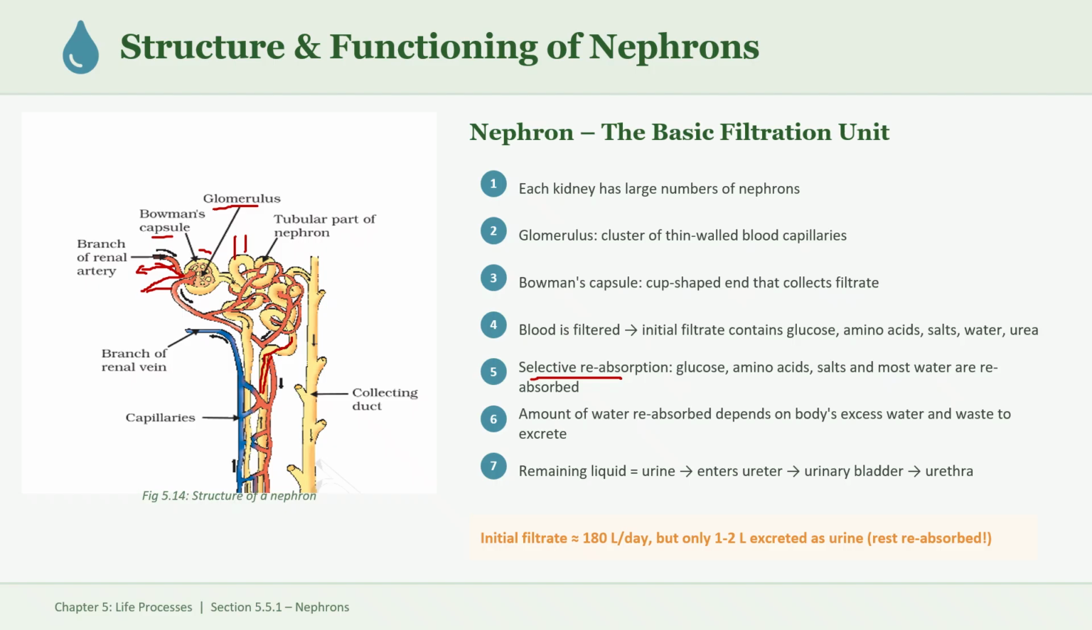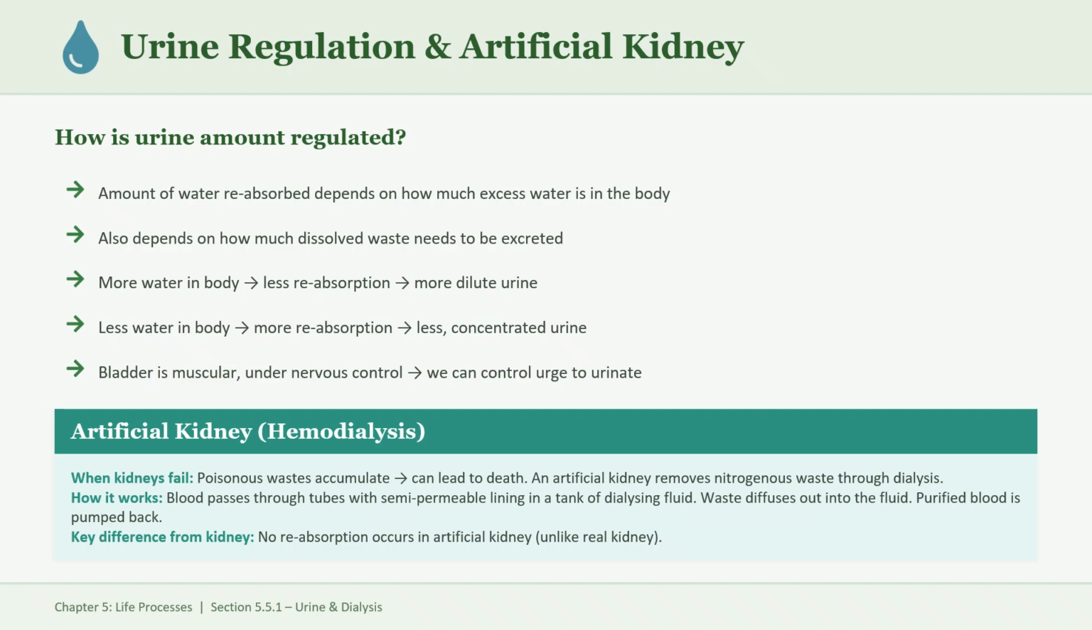At last is the urine formation. So after reabsorption, what happens? The remaining fluid contains the waste products and also excess water. This fluid becomes the urine. Next, we are going to see urine regulation and the artificial kidney.